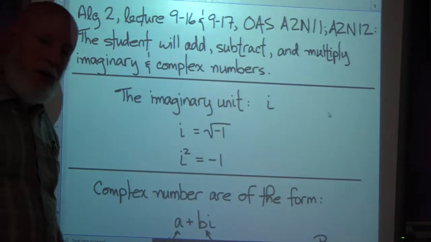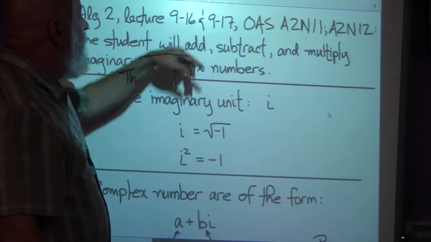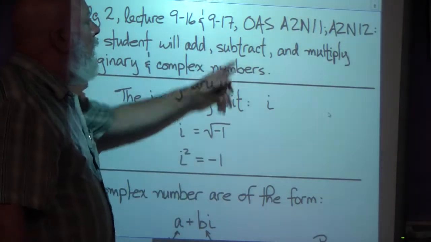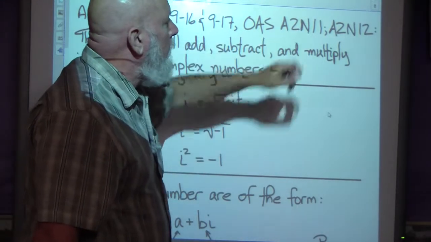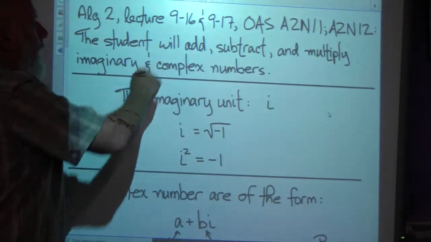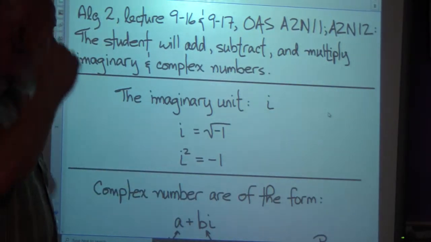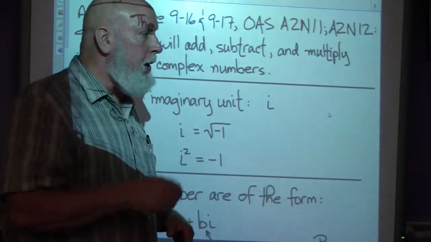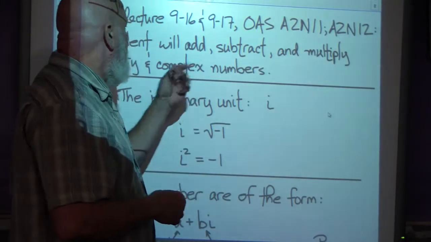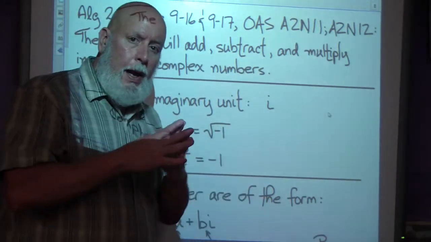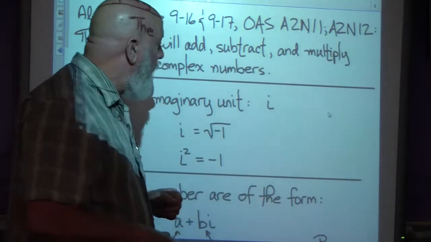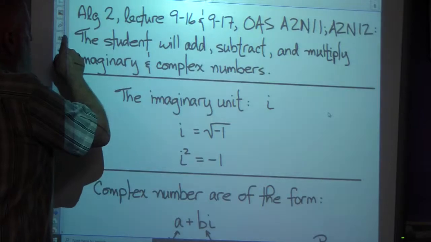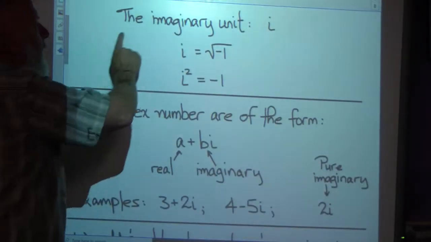This is Algebra 2, Lecture 9, 16, and 17, OS A2.N11 and A2.N12. The student will add, subtract, and multiply imaginary and complex numbers, which I will define for you. I'll show you how to add, subtract, and multiply them today, and then we'll get into dividing them later. Okay. So first thing I want to introduce is the idea of the imaginary unit.